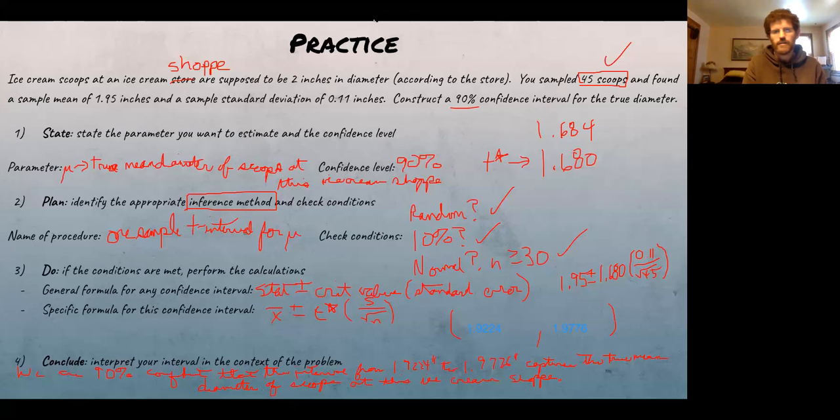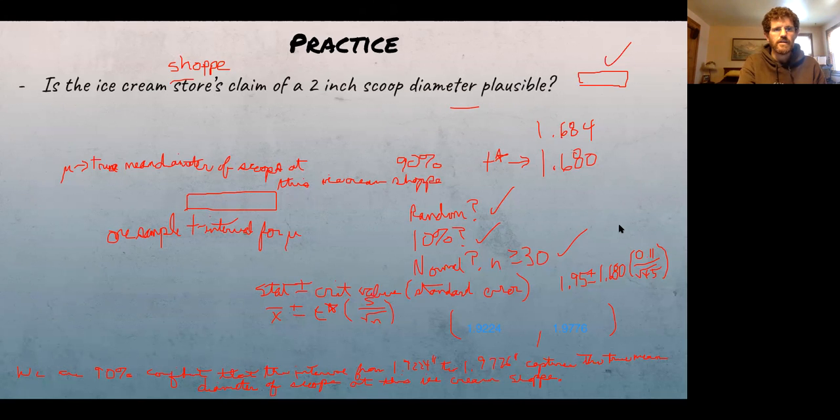Okay, so I wrote my interpretation there. Hopefully you guys were trying this on your own. But this just follows the same template that we've been using. We are 90% confident that the interval from 1.9224 inches to 1.9776 inches captures the true mean diameter of scoops at this particular ice cream shop. So the most important question of all, is the ice cream store claim of a 2-inch scoop diameter plausible?